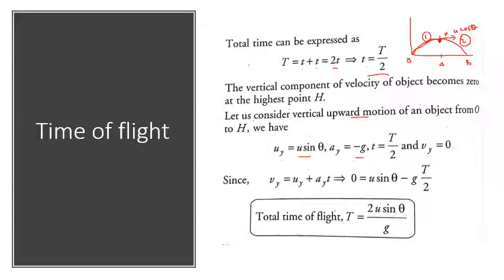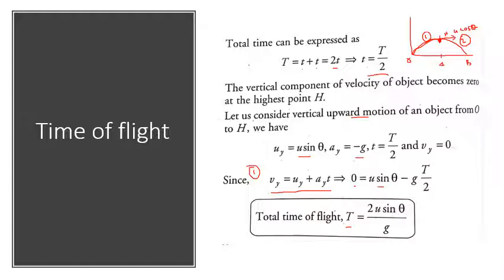Now this is your first equation, isn't it? V equal to u plus at. This is your motion equation, first equation. Clear? And substitute all your values. Vy is 0, uy is u sin theta, and ay is minus g, and small t is capital T by 2. Now you can calculate the total time of flight, that is capital T. So capital T equal to 2u sin theta divided by g.